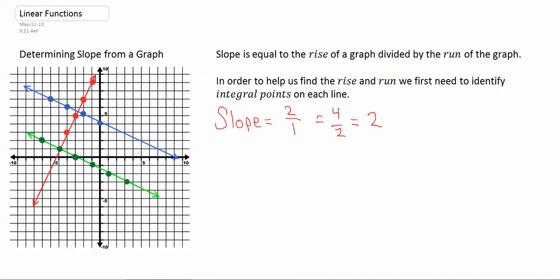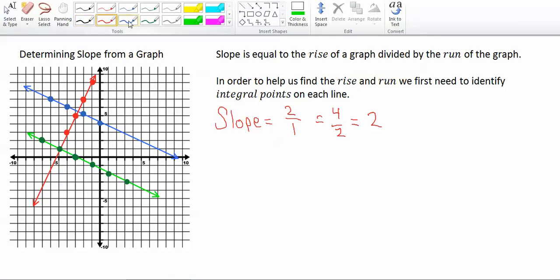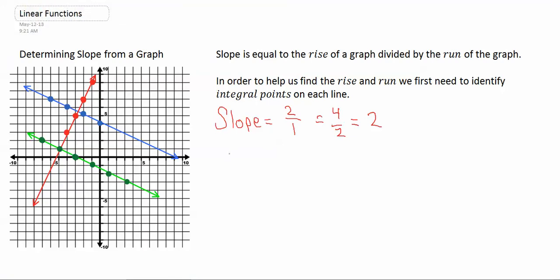So I want you to try pausing the video here and finding out what the slope of the blue and green lines are. Okay, so let's find out using the exact same method. First we'll do blue, and then we'll do green.